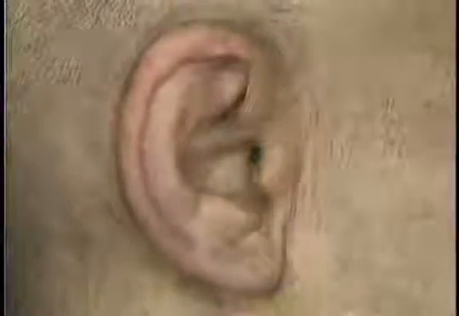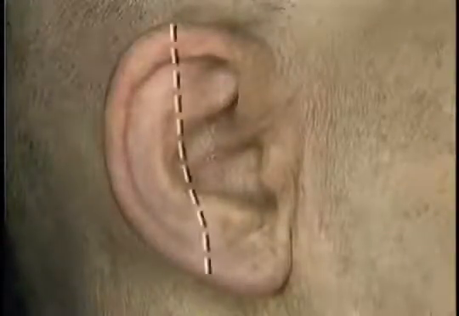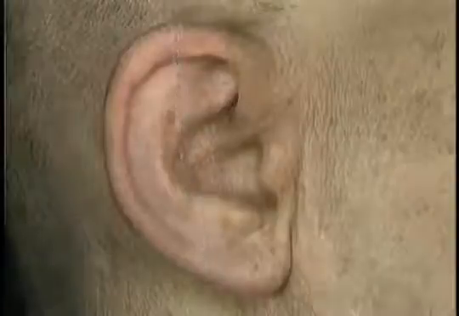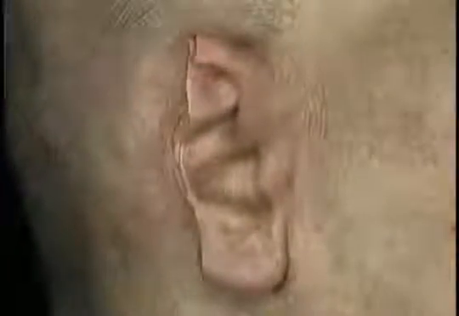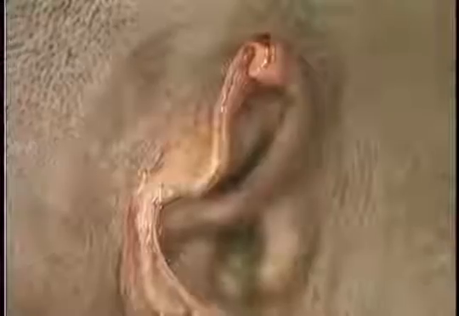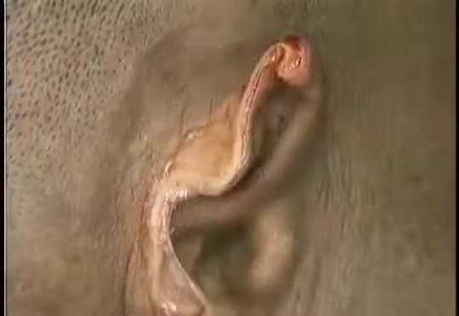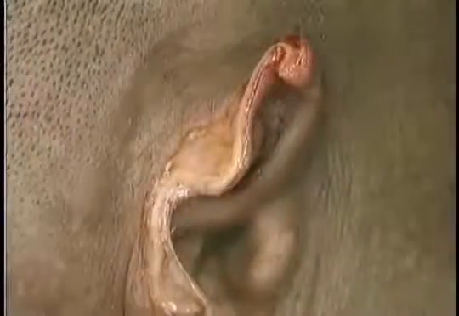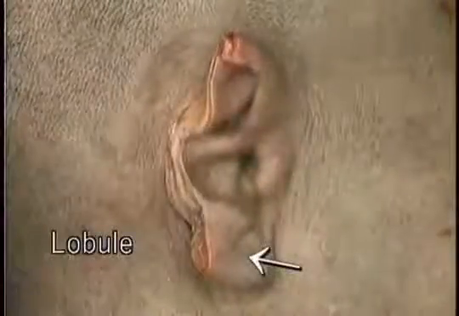The shape of the upper three-quarters of the auricle is determined by the cartilage that forms its framework. We'll divide the auricle along this line to see the cartilage. Here's the cut edge of the auricular cartilage. It's highly elastic. The skin of the auricle is attached to the cartilage closely on the front, less closely on the back. The lowest part of the auricle, the lobule, contains no cartilage.